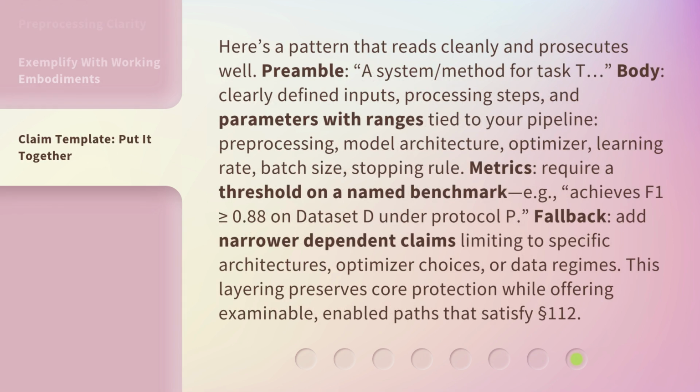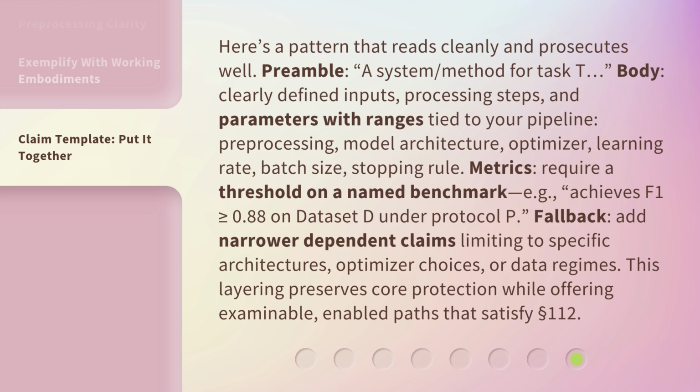Here's a pattern that reads cleanly and prosecutes well. Preamble: a system or method for task T. Body: clearly defined inputs, processing steps, and parameters with ranges tied to your pipeline. Preprocessing, model architecture, optimizer, learning rate, batch size, stopping rule.